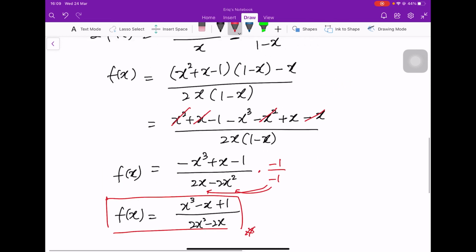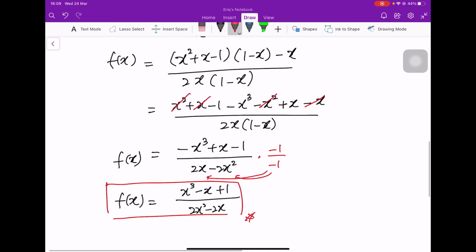to this functional equation question. So I hope this is helpful to you, and see you guys in the next video.